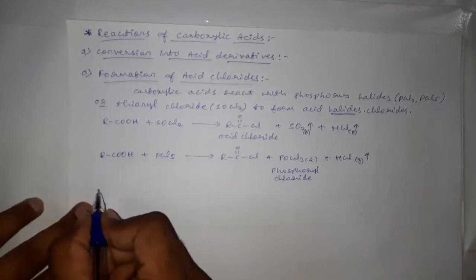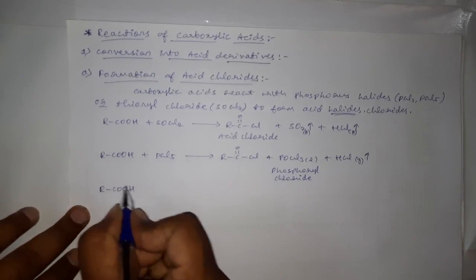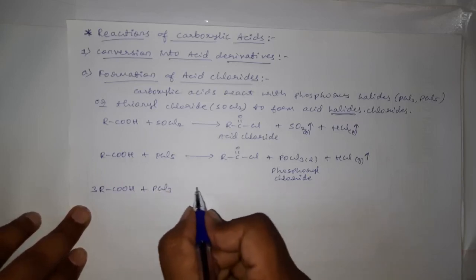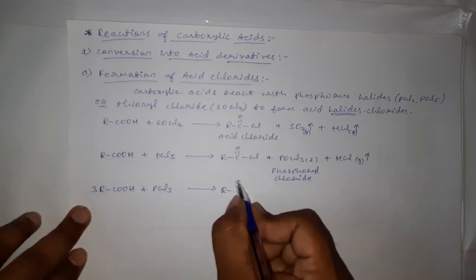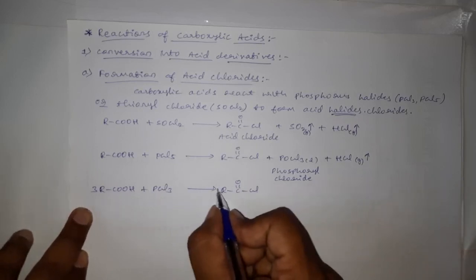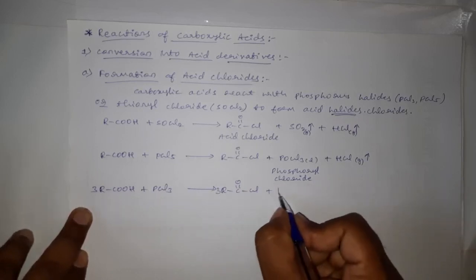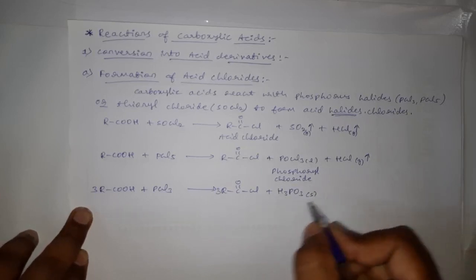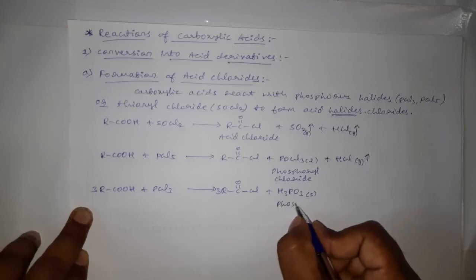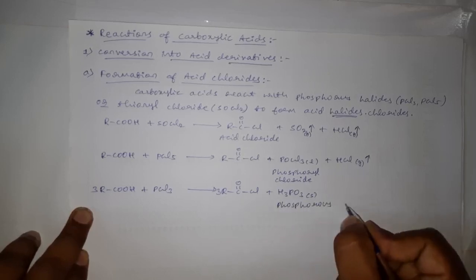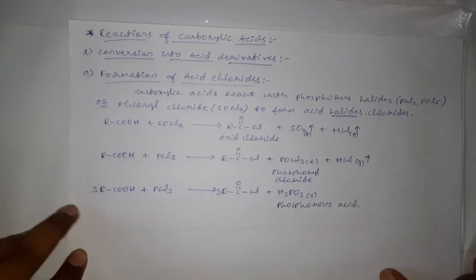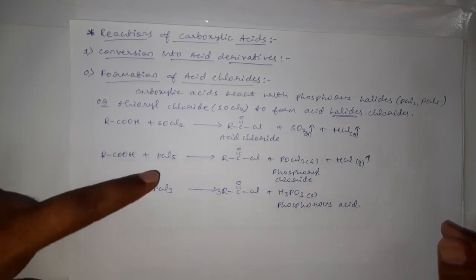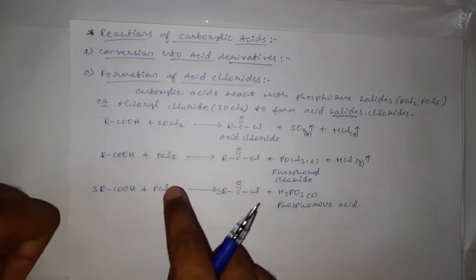Or we can write, when 3 moles of carboxylic acids are treated with 1 mole of phosphorus trichloride, here we will get 3 moles of R C double bond O Cl, acid chloride, plus H3PO3, which is in solid state. Its name is phosphorus acid. Okay. These are the reactions in which the carboxylic acid reacts with the phosphorus halides and thionyl chloride.